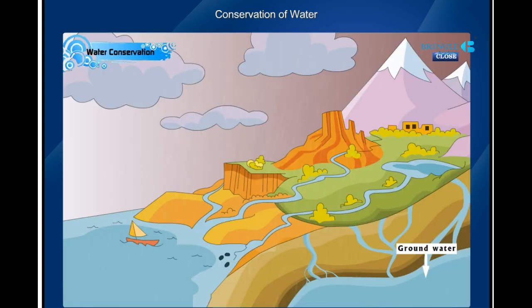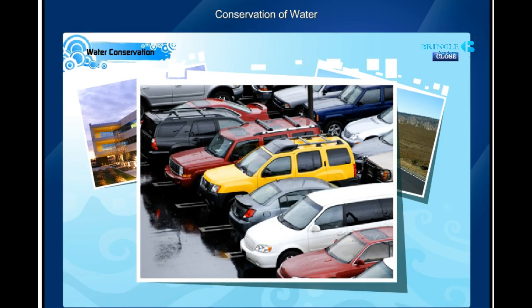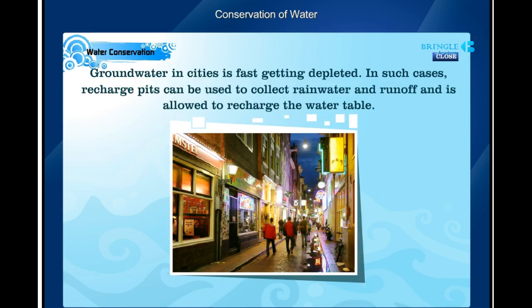Groundwater is normally recharged by rainwater percolating into the soil. However, construction of buildings, tarred roads, concrete spaces for parking, etc. greatly reduce the amount of open ground through which water can percolate to recharge the water table. Hence, groundwater, especially in cities, is fast getting depleted.